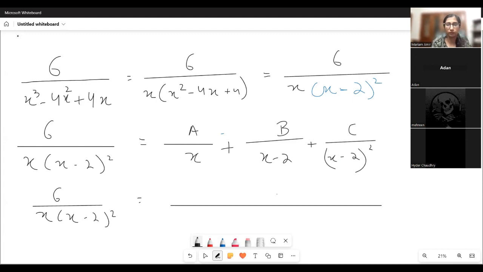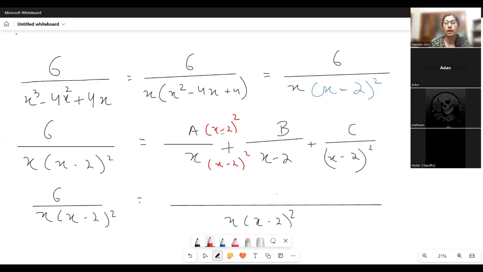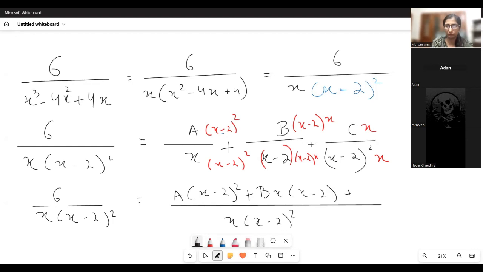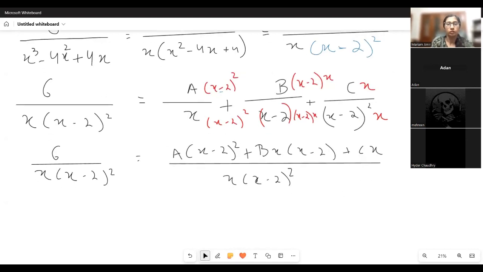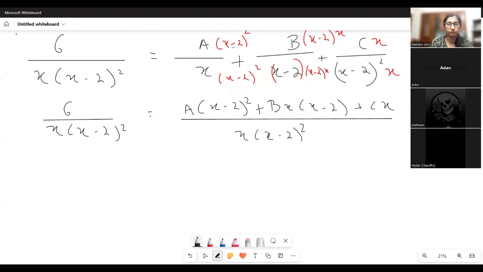Left-hand side remains the same. The denominator is x times x minus 2 whole square. So here we have to multiply x minus 2 whole square in the numerator. And here we have to multiply x minus 2 once and then x. And here we have to multiply an x and an x. Okay, so we have A times x minus 2 whole square plus B times x times x minus 2 plus Cx. Okay. So again, the denominators get cancelled.